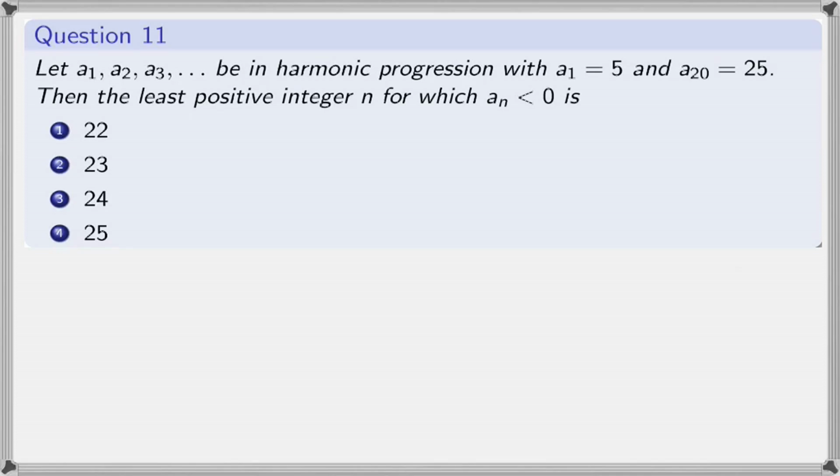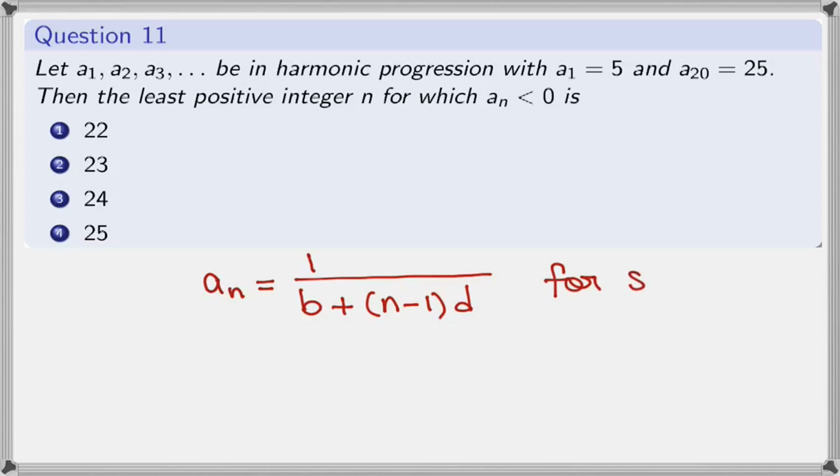Let A1, A2, A3 and so on and so forth be an infinite harmonic progression with the first term being 5 and the 20th term being 25. We shall find out the least positive integer n for which an is negative. We write the nth term an as 1 by (b plus n minus 1 into d) for some b and d. Now note that a1 is equal to 1 by b. As a1 is given to be 5, therefore we get b is equal to 1 by 5.